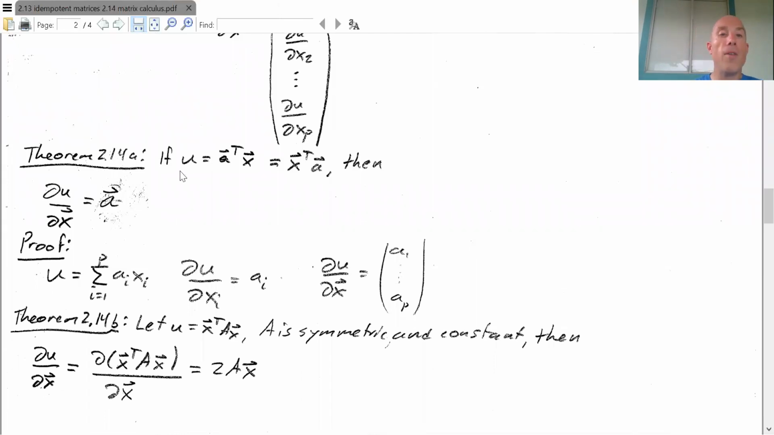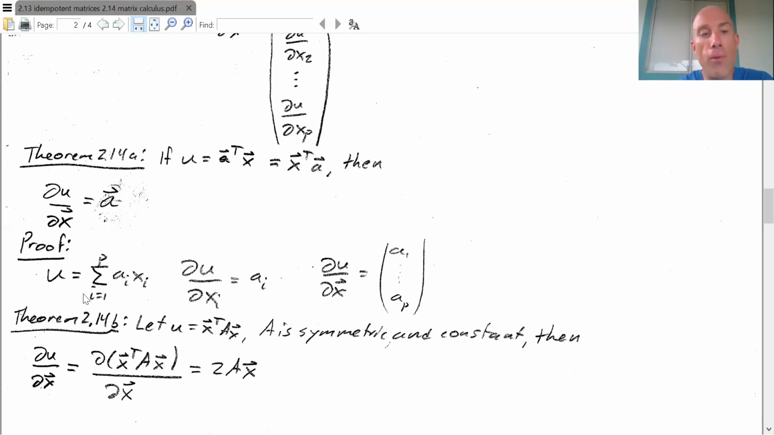All right, so let's say that U is equal to the transpose of a constant vector times our random variable vector. Then the derivative of U with respect to our variable vector is just going to be the other vector in the dot product. So if A transpose X is my function, X is the one with variables and A is constant, then the derivative of U with respect to the variable vector is just going to be the constant vector. Intuitively, this should be pretty obvious. It makes sense if you think about polynomial derivatives.